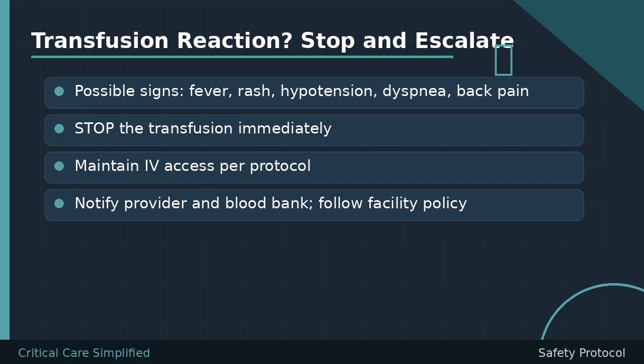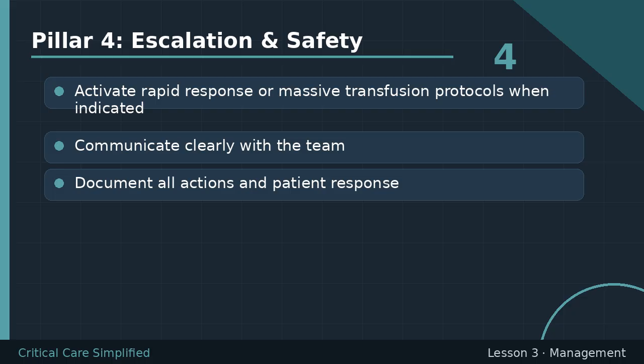The third pillar is monitoring and supportive care. Reassess bleeding, mental status, and signs of thrombosis. Trend vital signs, urine output, lab values, and patient response. Watch for transfusion reactions, fever, chills, rash, hypotension, shortness of breath, or back pain. Support renal, respiratory, and neurological status. Document assessments, interventions, and responses in real time.